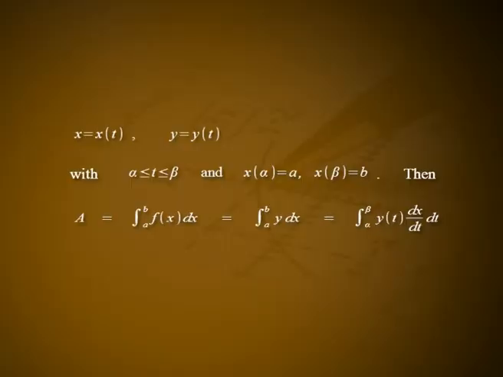Suppose the curve is represented by the parametric equations x = x(t), y = y(t), with alpha ≤ t ≤ beta, and x(alpha) = a, x(beta) = b. Then area A = integral from a to b of f(x) dx = integral from a to b of y dx = integral from alpha to beta of y(t) (dx/dt) dt.